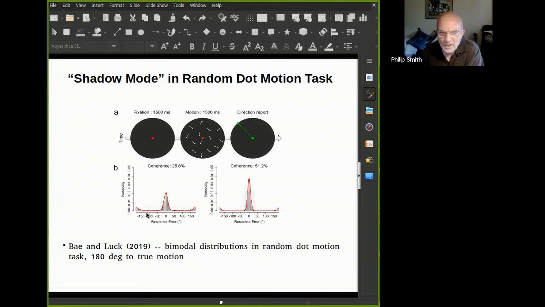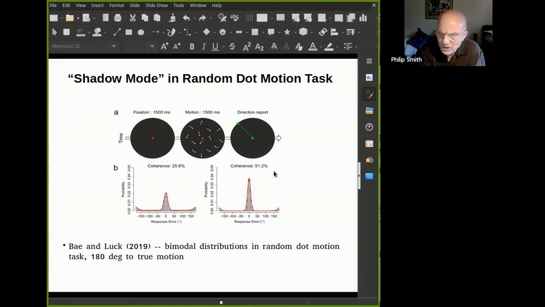And as you see, the task produces a single central peak centered on the true direction of motion, and a secondary peak, a secondary mode, or as I like to call it, a shadow mode at 180 degrees to the direction of motion. Now, this is interesting for a number of reasons.